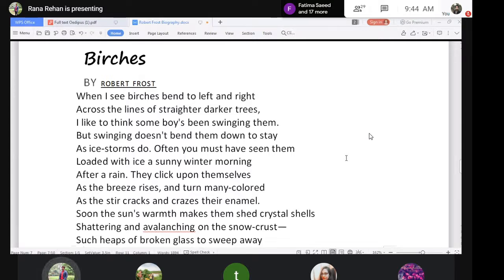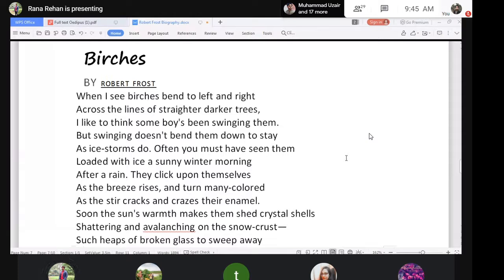So with this line you can easily understand what he talks about. When winter comes, especially in the morning, there is some ice on those birch trees after a rain. And you must have seen all the trees, their branches loaded with ice. So it seems that all the trees are loaded with ice.